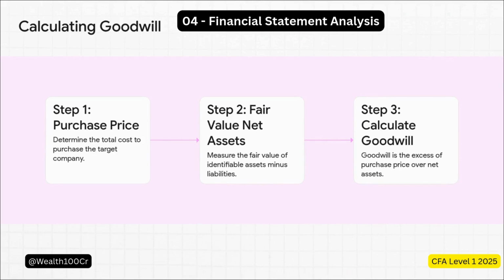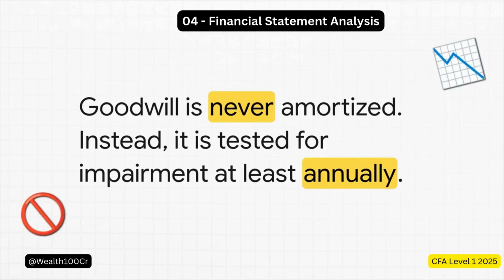You take the total purchase price, you subtract the fair value of the net assets you actually got in the deal, and whatever is left over, that premium you paid, that's your goodwill. Simple as that. Now here's the golden rule for goodwill, and it's a lot like those indefinite life intangibles we saw. Goodwill is never amortized.